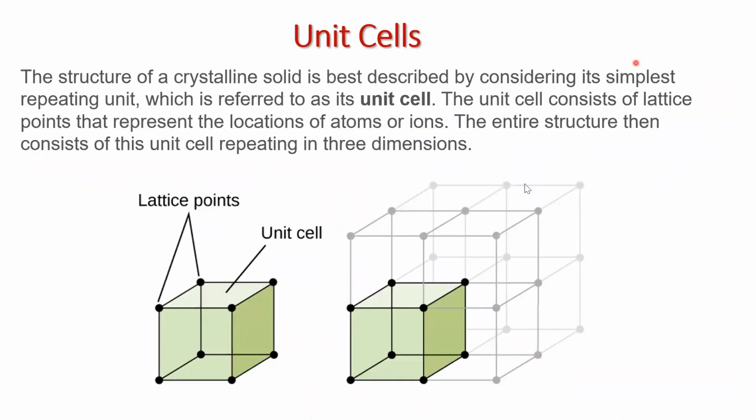So when we look at a unit cell, a crystalline solid is described by the simplest repeating unit. And that repeating unit is called our unit cell. And when we look at the unit cell, the points of the unit cell are called our lattice points. So if this is the crystalline solid that we're looking at, this would be the repeating unit, or the unit cell. And the unit cell is made up of these points here, which we call lattice points.